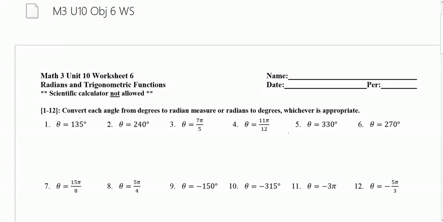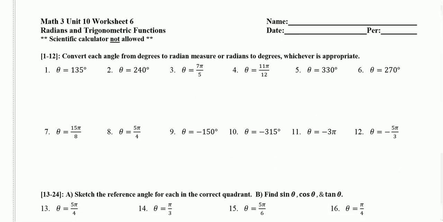This is the Math 3 Unit 10 Worksheet 6. I'm going to go over a few problems here. Number 1 through 12 asks us to convert each angle from degrees to radian measure or from radians to degrees, whichever is appropriate.